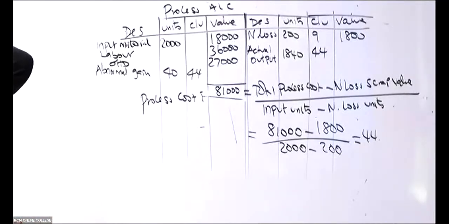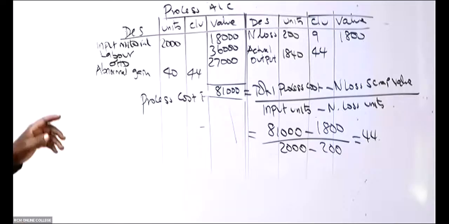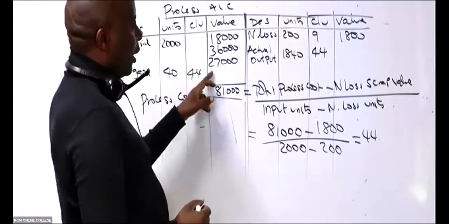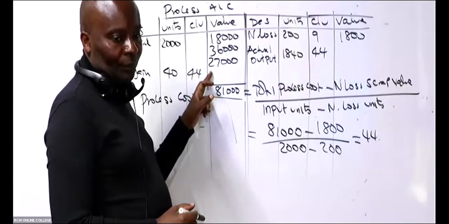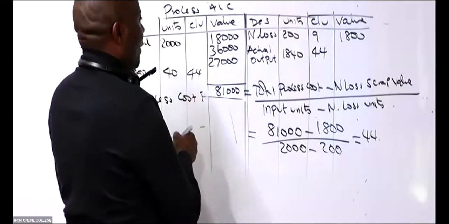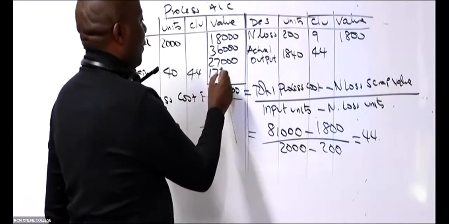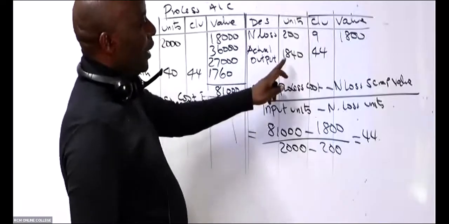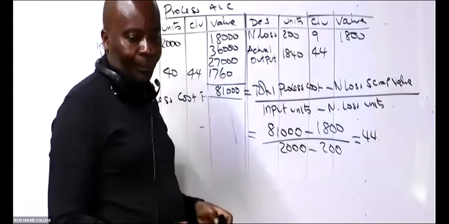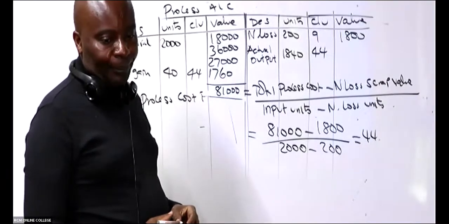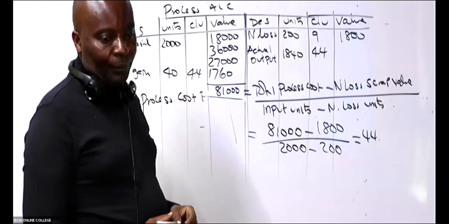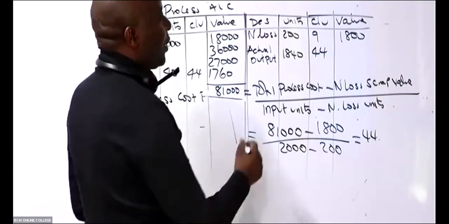So then you multiply. So 40 times 44. Can somebody give me this 40 times 44? How much are we getting here? 1760, I'm told. And then we have 1840 times 44. 80,960.